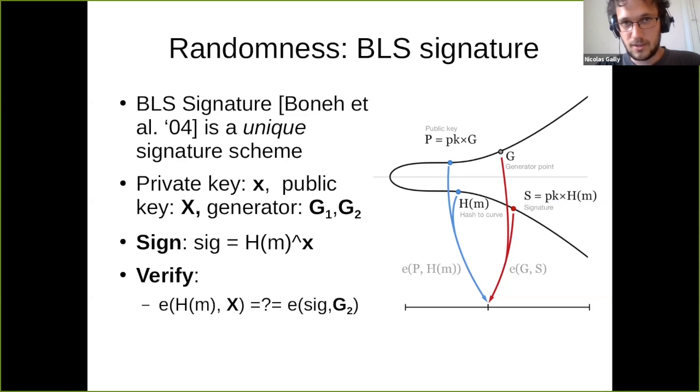There is something called BLS signatures. BLS is a unique signature scheme, compared to the regular Schnorr or EdDSA, ECDSA for more precision. That means for a given message and a given public key and secret key pair, only one signature is possible. It's very simple. For signing, you just hash the message and raise it to the power of your private key. For verifying, you run this pairing equation to see if it matches. So BLS signature is very simple, and they use pairing. That's why we need it there.